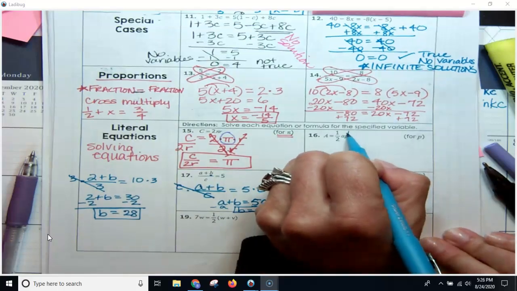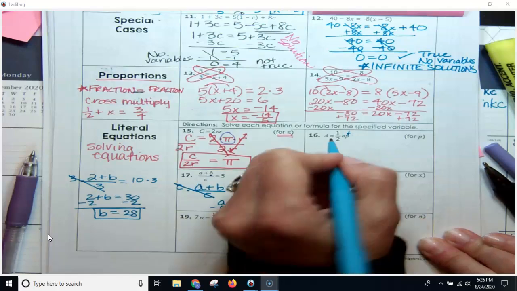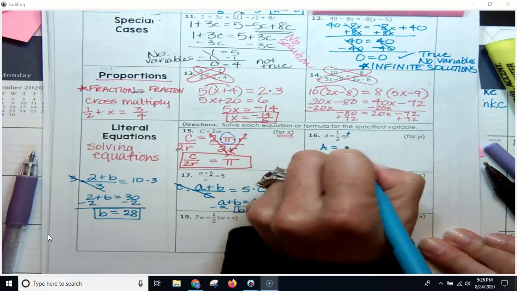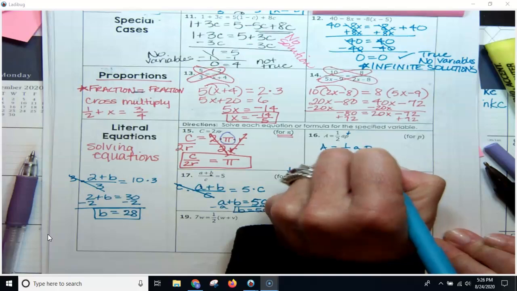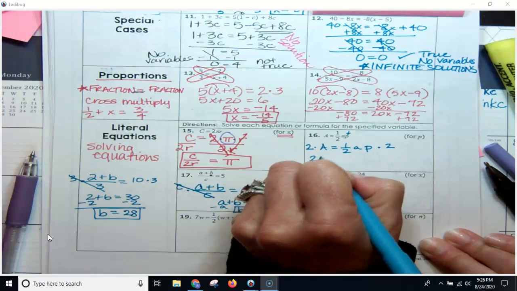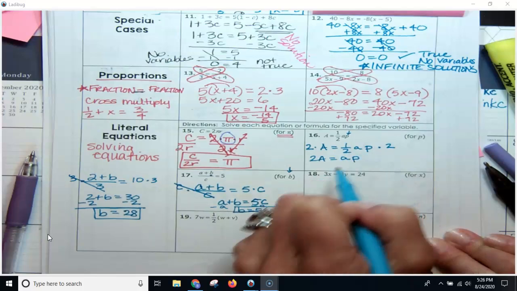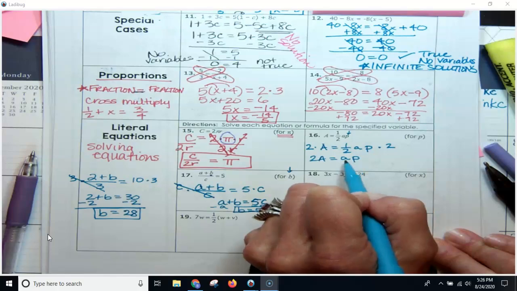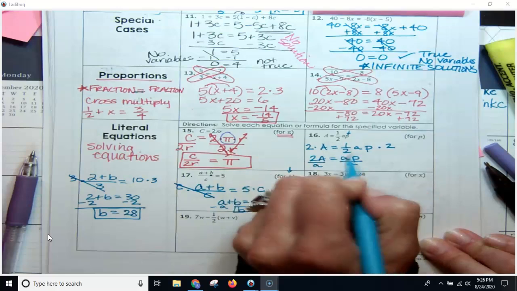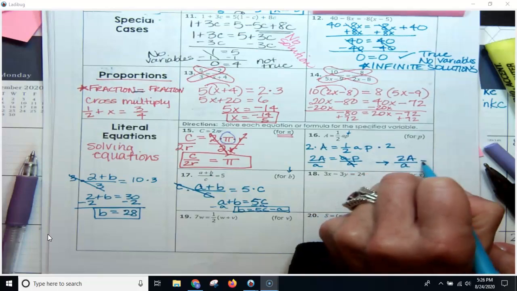All right, so what about this one? I'm solving for P here. What's happening to P? It's being multiplied by A, and it's being multiplied by 1/2. So if I have a fraction here, what could I do? Well, I could multiply both sides by 2, right? That would get rid of my 1/2. I'd be left with 2A equals AP, because the 2 and the 2 cancel each other out. I'm trying to get P by itself. A and P are being multiplied, so what's the opposite of multiplication? Division. These cancel each other out, and I'm left with 2A over A equals P.